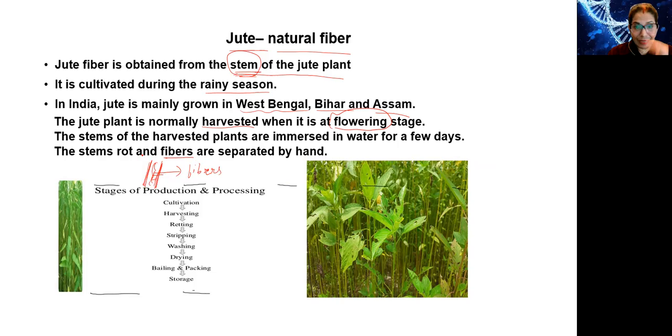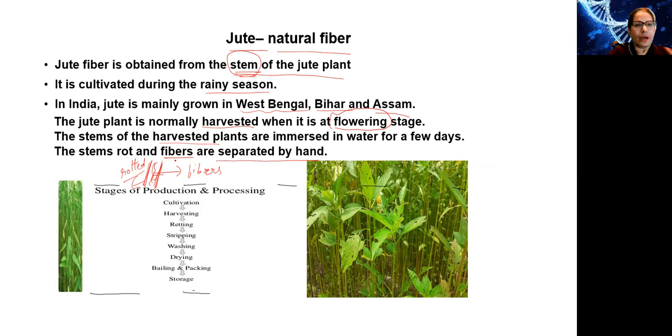Here, deliberately, because we want the fibers, the stems of the harvested plants are immersed in water for a few days, so that the outer bark gets rotted. Once it gets rotted, it can be removed and the fibers inside can be separated by hand. Fibers are removed by hand from the bark. The bark is rotted, so it can easily be separated.